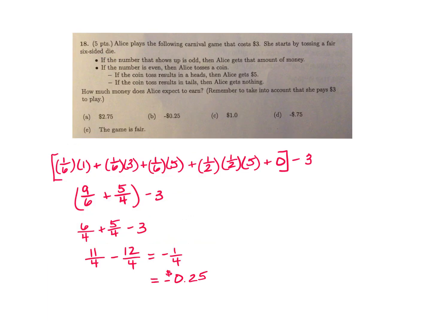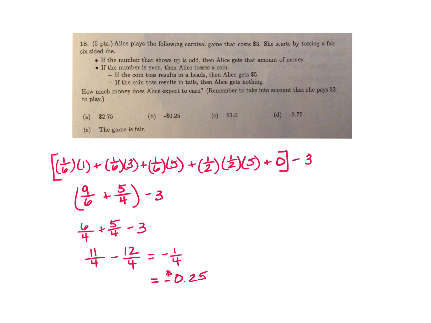So this is an expected value problem. Alice is playing a carnival game, and it costs $3. Then she's going to follow some rules that are set out, right? So she's going to roll a fair die, and if the number shows up odd, then Alice gets that amount of money. So for that, I did 1 out of 6 times 1 plus 1 out of 6 times 3 plus 1 out of 6 times 5, because those are the probabilities and the amounts of money that she would win for rolling a 1, a 3, or a 5.